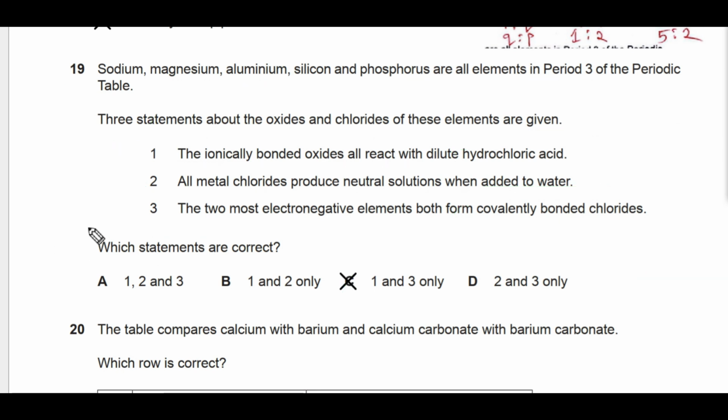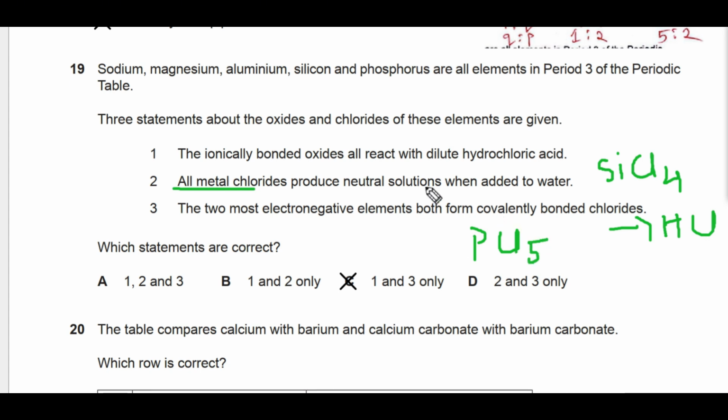No, some chlorides, say SiCl4, produce acidic solution. Hydrogen chloride is formed, and phosphorus pentachloride dissolves in water to produce phosphoric acid. Acidic solution is formed. So this is wrong because not all metal chlorides produce neutral solutions. This is wrong.